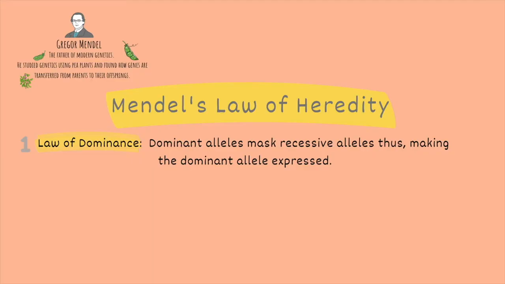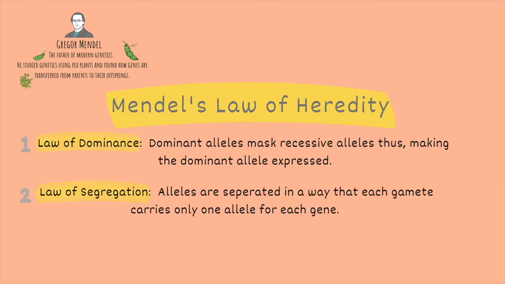So you should understand this first law fairly well because this is exactly what we've been going through in every single practice problem. The second is the law of segregation. Alleles are separated in a way that each gamete carries only one allele for each gene. This one is a bit hard to visualize, but the concept is super simple once you're able to visualize it.